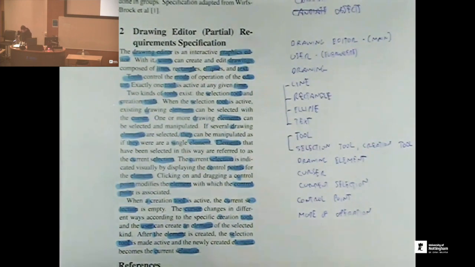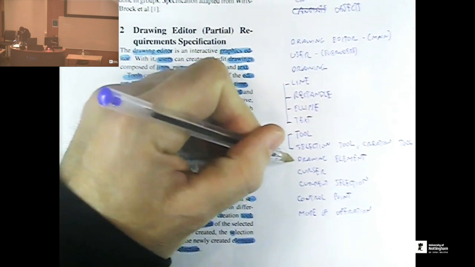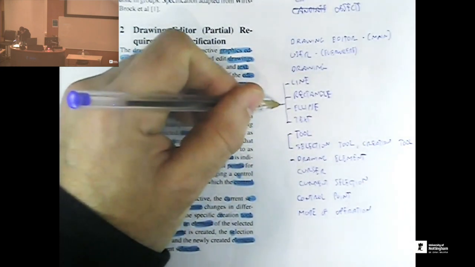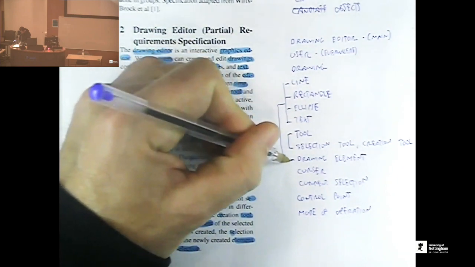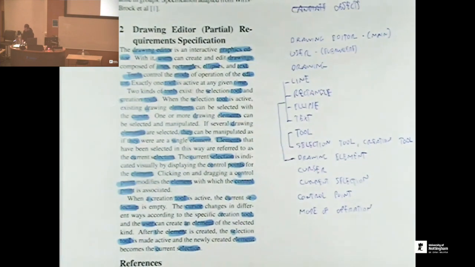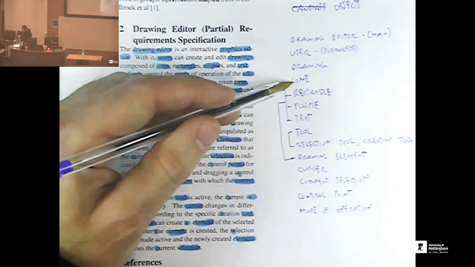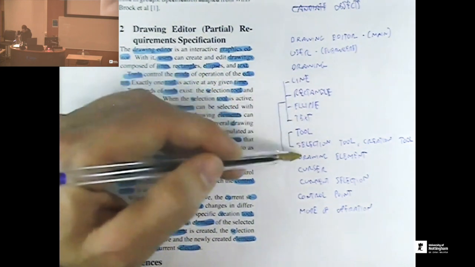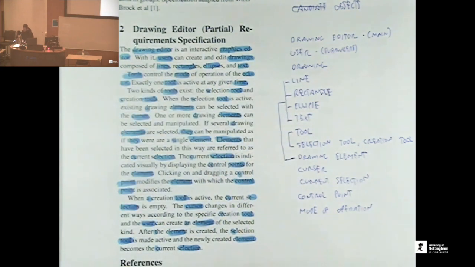And look, there's one called drawing element, but I would say probably that line is going to be a kind of drawing element, rectangle is going to be a kind of drawing element, ellipse will be a type of drawing element, and text will be a kind of drawing element. Probably looking forward in your design.